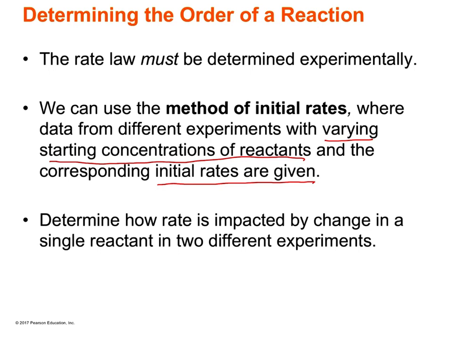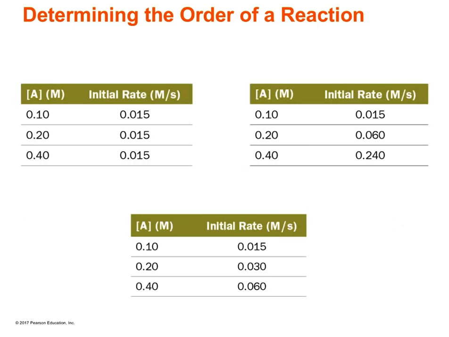All right, so that was a lot of words. Let's actually go over some examples. All right, so here I have 3 different experiments, and we're going to assume that in each experiment we just have one reactant and it's becoming various products.